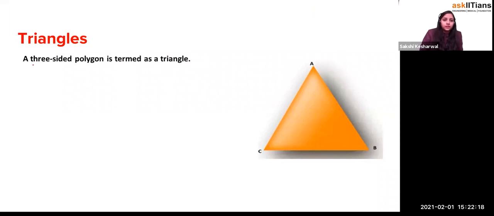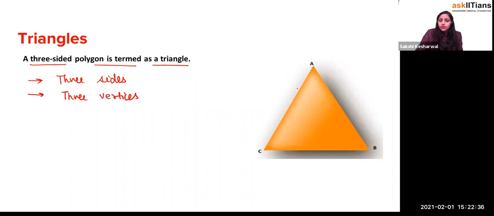A three-sided polygon is called a triangle. If I talk about the properties, it has 3 sides. Yes? It has 3 vertices. Yes. The sides are AB, BC, and AC. We did this in the last class. What are the vertices? They are like this: 1, 2, 3. So it has vertices A, B, and C.